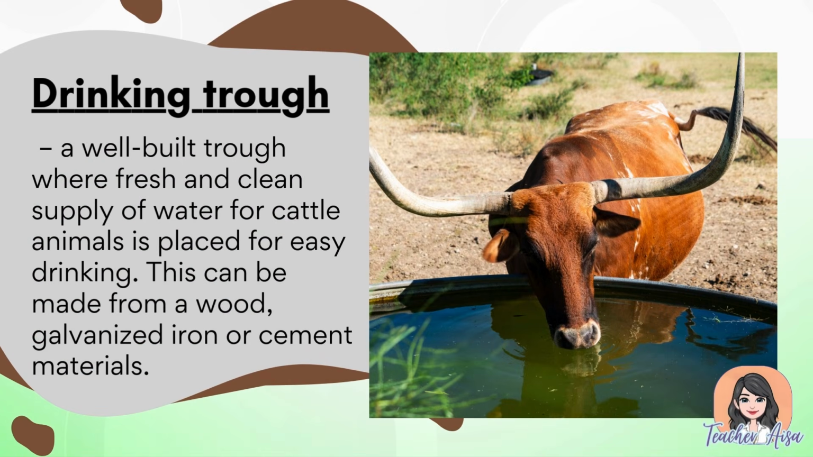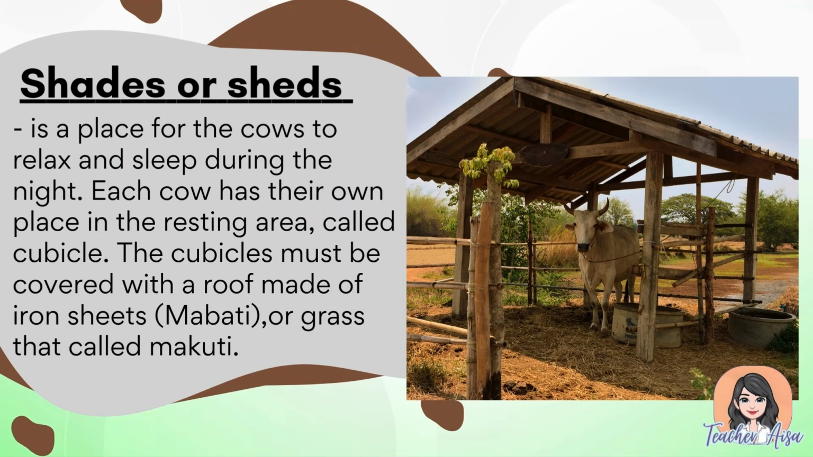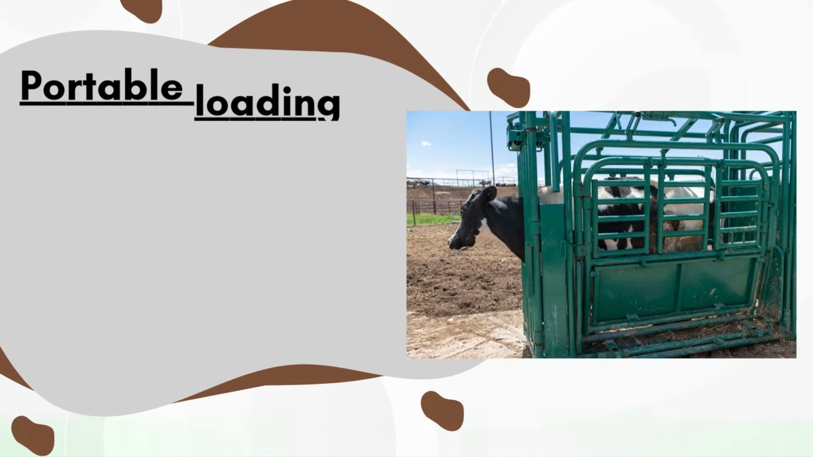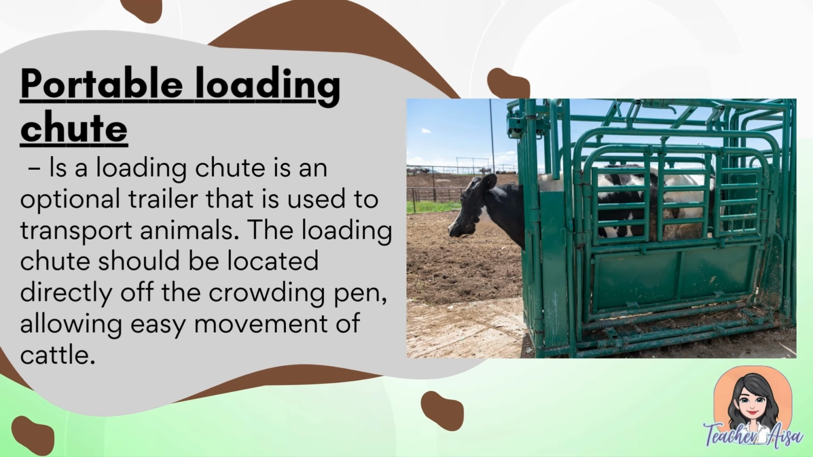Drinking trough. It is a well-built trough where a fresh and clean supply of water for cattle is placed for easy drinking. This can be made from wood, galvanized iron, or cement materials. Shades or sheds. It is a place for the cows to relax and sleep during the night. Each cow has their own place in the resting area, called a cubicle. The cubicles must be covered with a roof made of iron sheets, mabati, or grass called makuti. Portable loading chute. The loading chute is an optional trailer that is used to transport animals. The loading chute should be located directly off the crowding pen, allowing easy movement of cattle.